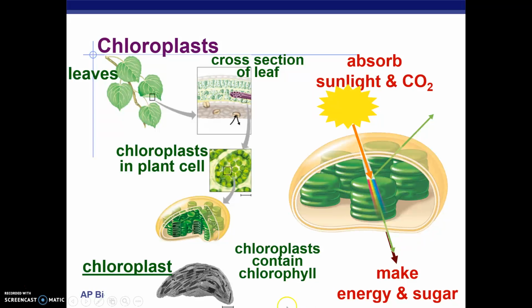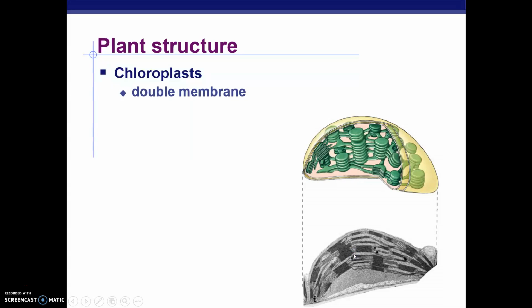There is the chlorophyll pigment in chloroplast that allows it to do so. A little bit about the structure of chloroplast. The chloroplast has a double membrane. There would be an outer membrane and an inner membrane. So a double membrane, and each membrane is a bilayer.